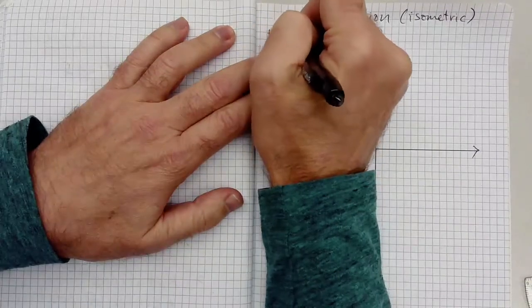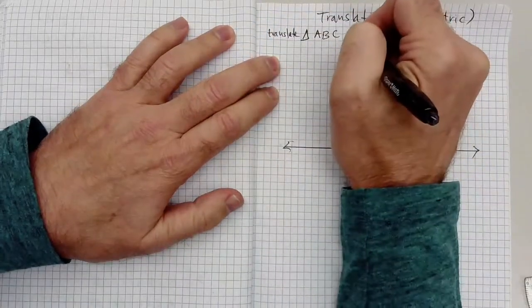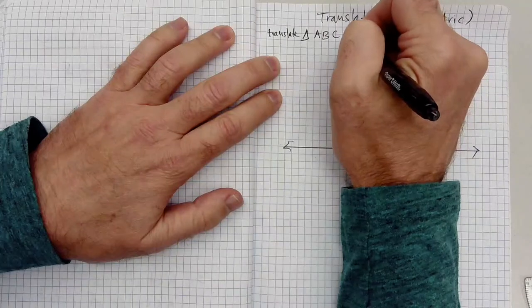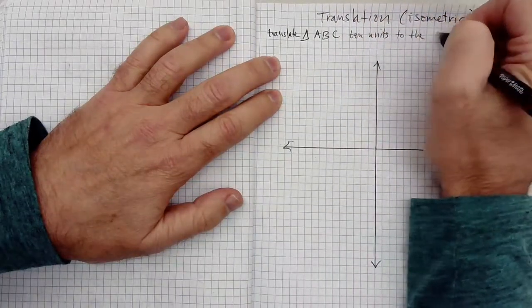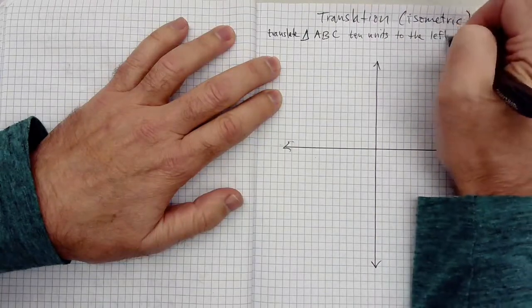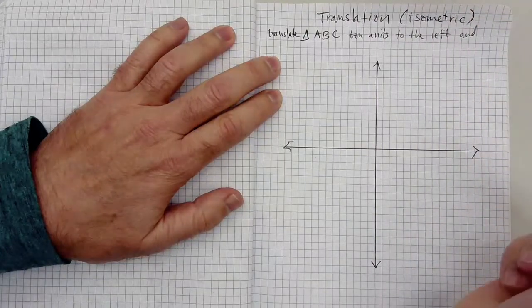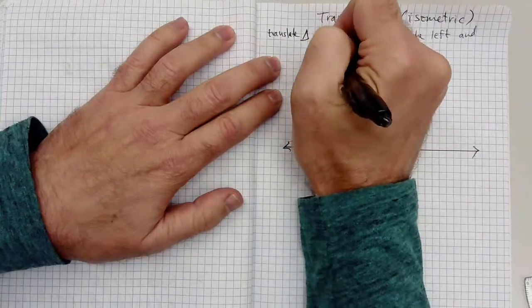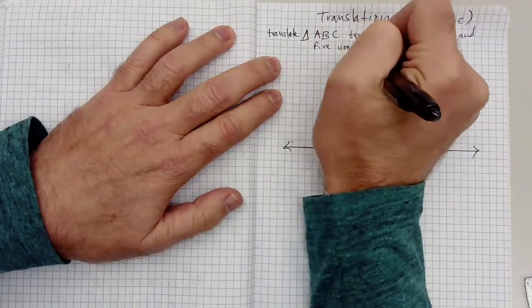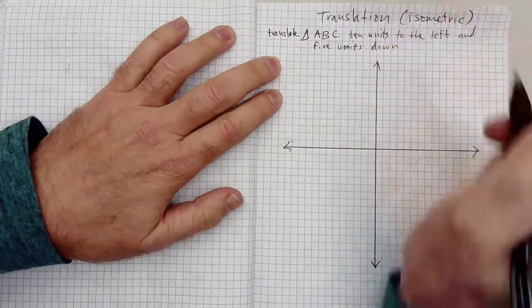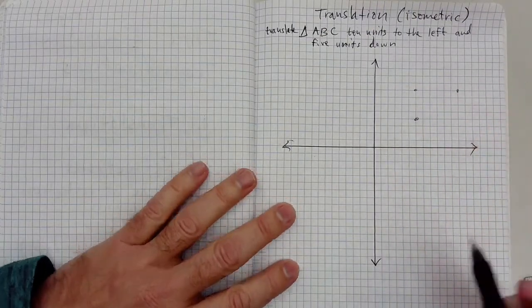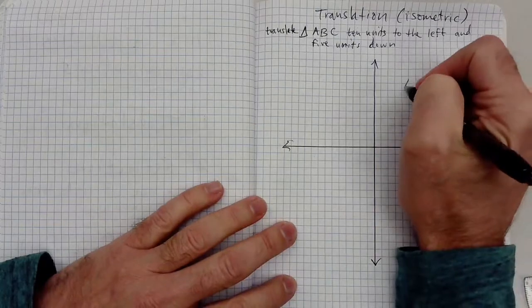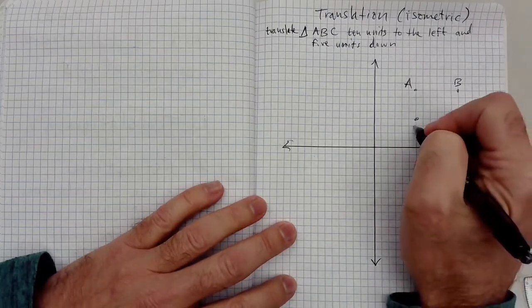We're going to translate triangle ABC 10 units to the left, and let's do 5 units down. Let's see, here, here, and here. And we'll call this A, B, and C.